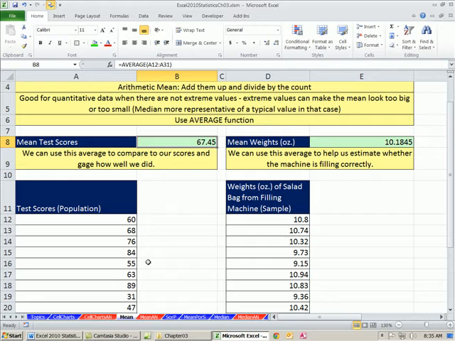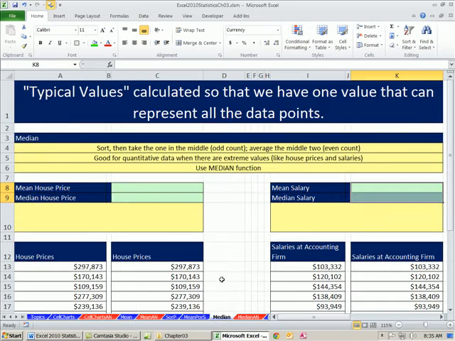Now, we mentioned that when we're calculating mean, this is a great calculation, an average, when there are no extreme values. We want to now look at an example when we have some extreme values and see that using the average function or our mean calculation is not so good. Let's go over to median. I'm going to click on the sheet median.